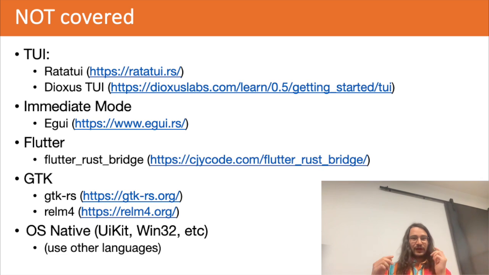I'm not going to cover Flutter or GTK because they're not really Rust, although you can use them with Rust. GTK has two libraries that you can use, and Flutter has this Rust Flutter bridge where I think you write the UI in Flutter, but you can do Rust stuff underneath. And I'm also not going to talk about bindings to Cocoa or Win32, mostly just because they're not very good, I don't think, in Rust. And if you're going to use those, I recommend you use Swift or Objective-C or C# or whatever.